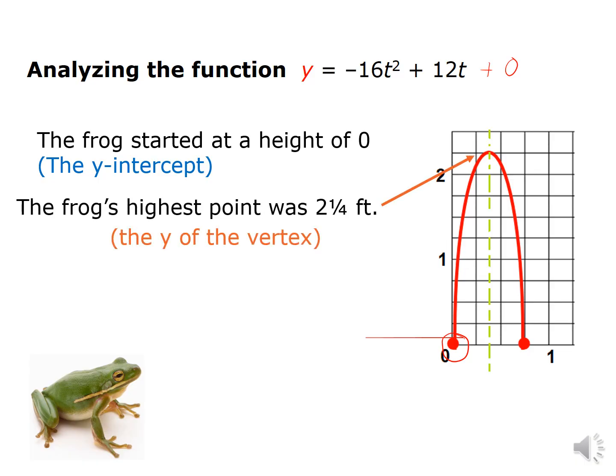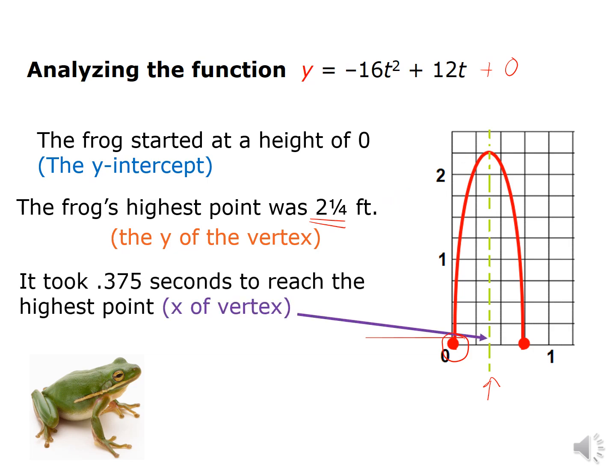The next step is the highest point that the frog reached was 2 1/4 feet. That's the y of the vertex. If you had found the axis of symmetry, which is right here, and then plugged it in to get the maximum, it would have been 2.25. And then the last thing that we're going to figure out is, well, how long did it take him to reach the highest point, which is your axis of symmetry, and it took 0.375 seconds to reach the highest point. So these are all the things you need to understand about the graph.